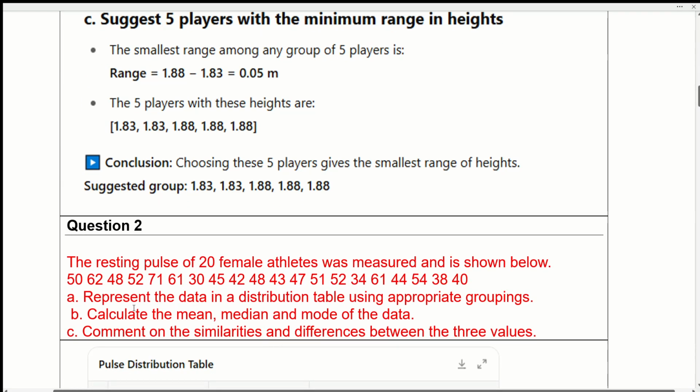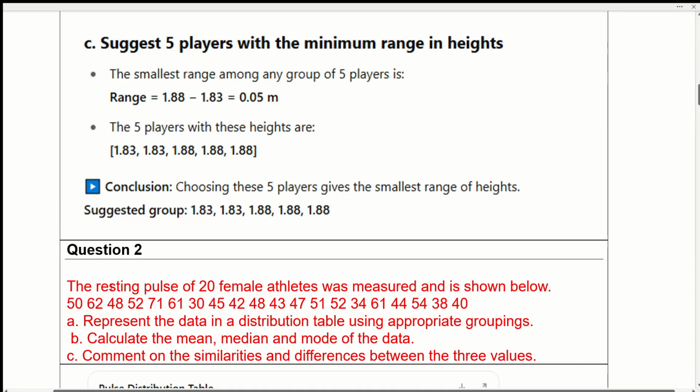Question number 2. Now, let's take a look at this one. I'll get you guys to have a go at it, and then we're going to be answering this one in part 2 of the video.